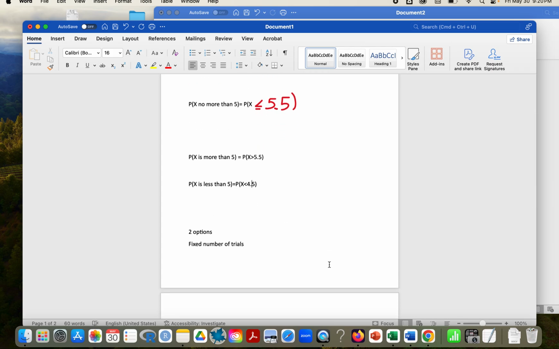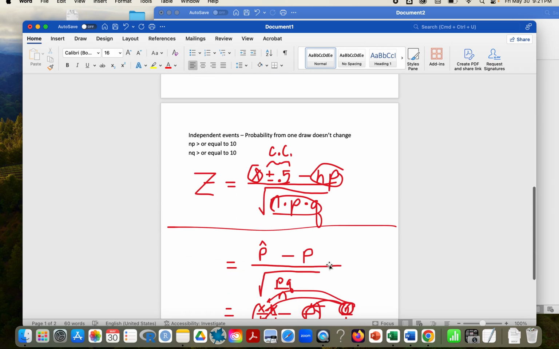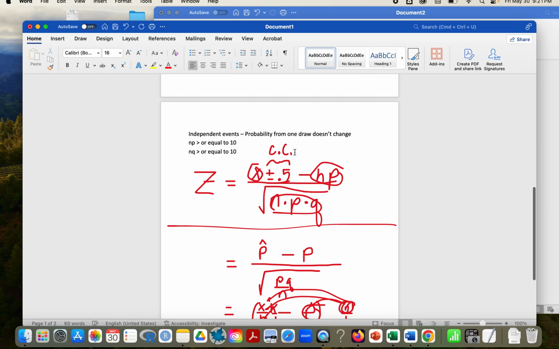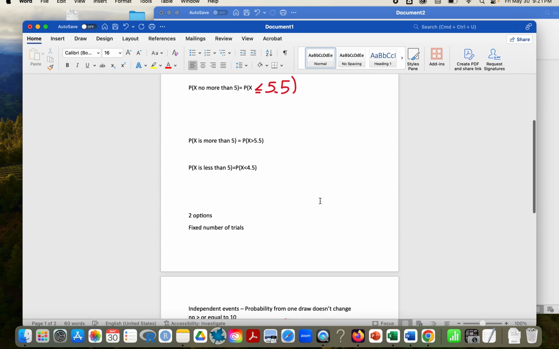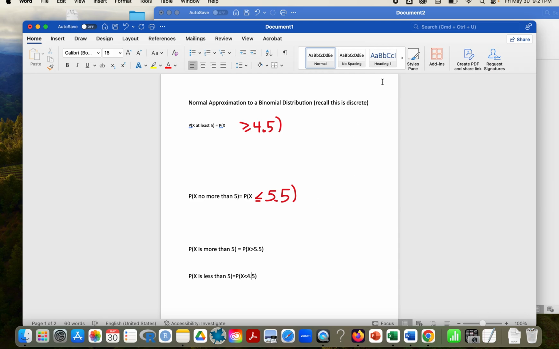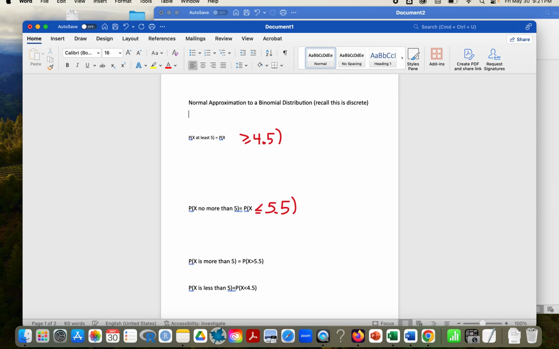So that's the idea of the correction for continuity. And what we do is we're going to plug it in here in our z-score. Now, we need some more information. So now I'm going to type in some more stuff. We have 20 trials. We can go larger than that. We should go larger than that. Let's say that we have 40 trials. Okay?